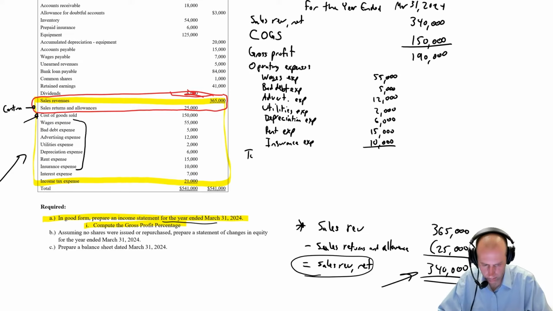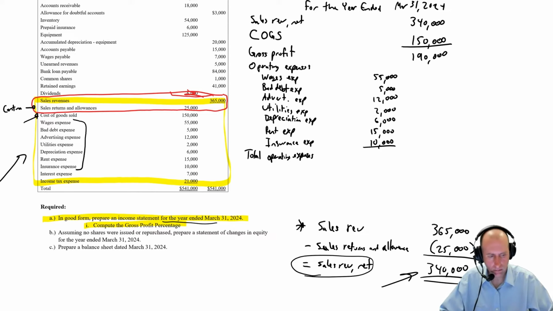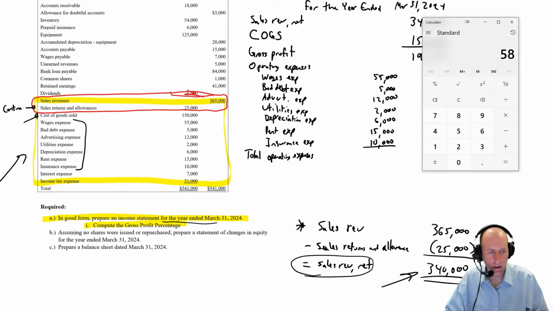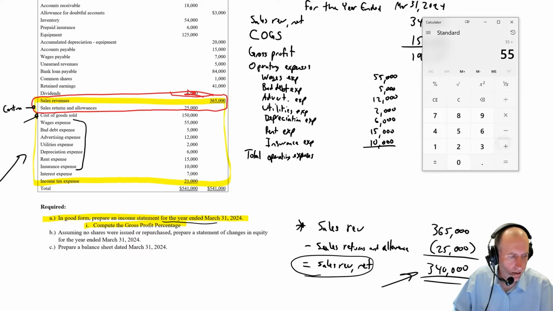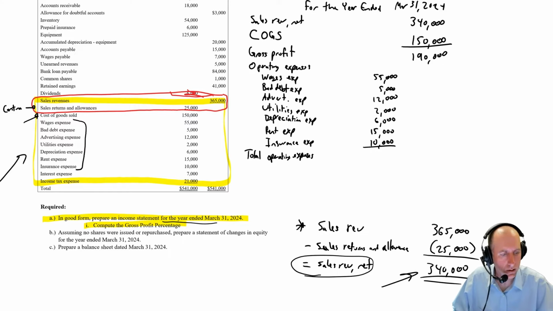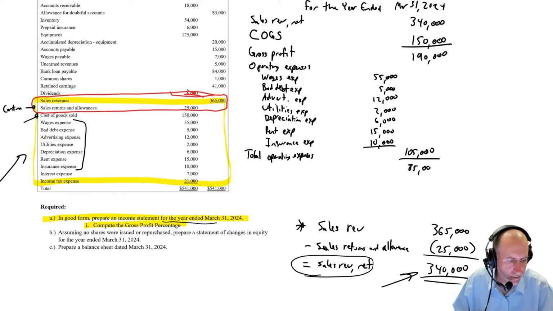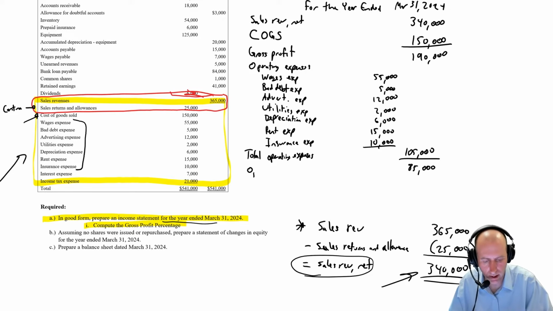Now I can total my operating expenses. So totaling up here, 55 plus 5 plus 12 plus 2 plus 6 plus 15 plus 10, I get 105. 190 minus 105 is 85,000. This is my operating income or my operating profit.